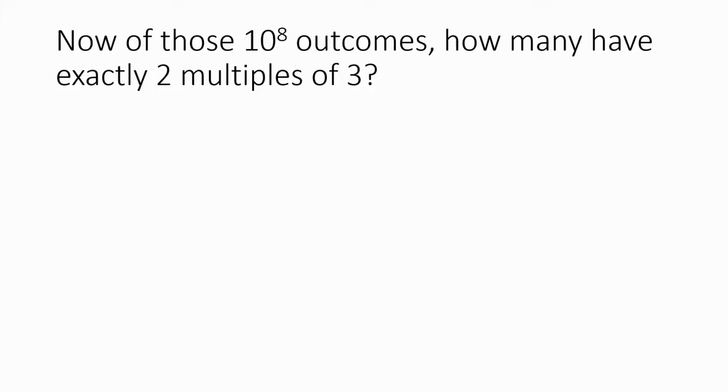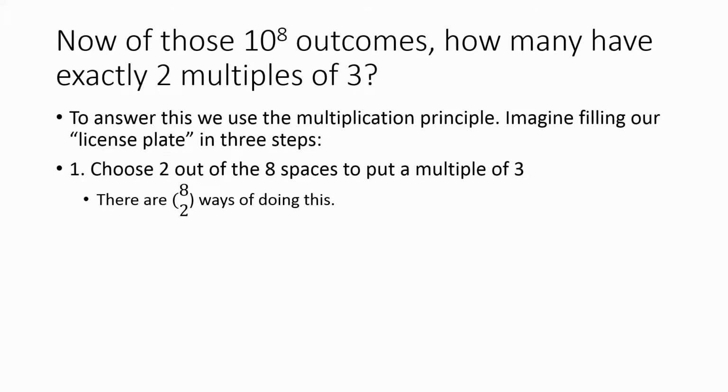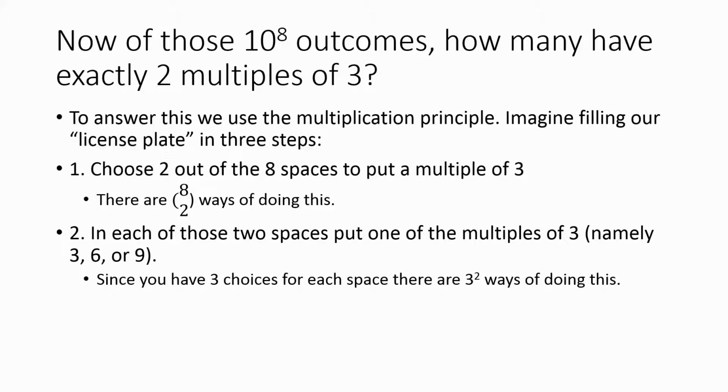Now, out of those 10 to the 8th outcomes, how many have exactly 2 multiples of 3 in them? This one's a little harder, but we're going to use the multiplication principle and fill our license plate in 3 different steps. In the first one, we're going to choose 2 of the 8 spaces to put a multiple of 3. So out of the 8, we're going to choose 2, and there are 8 choose 2 ways of doing this. This happens to be 28, but I don't care about the actual numbers. And then in each of those 2 spaces, we're going to put one of the multiples of 3, namely 3, 6, or 9. Since you have 3 choices for each space, and you have 2 spaces, there are 3 squared ways of doing this.